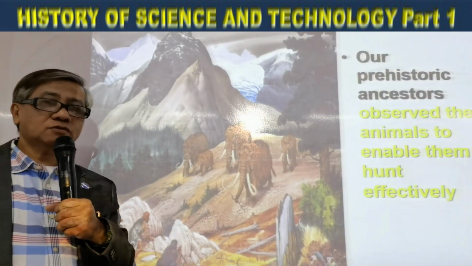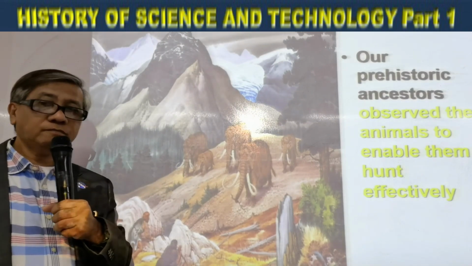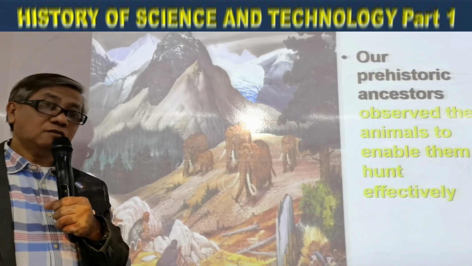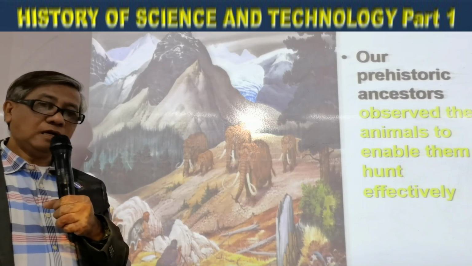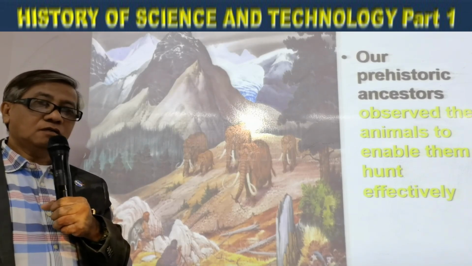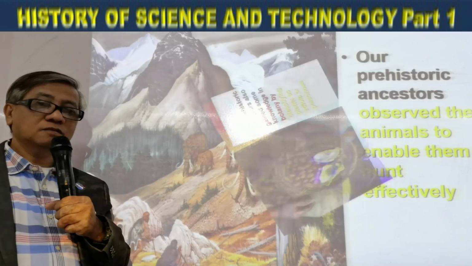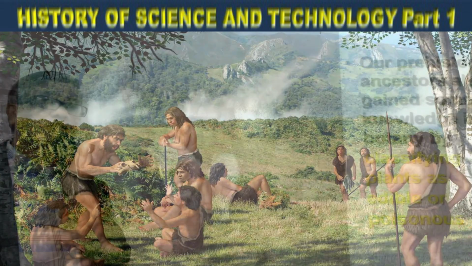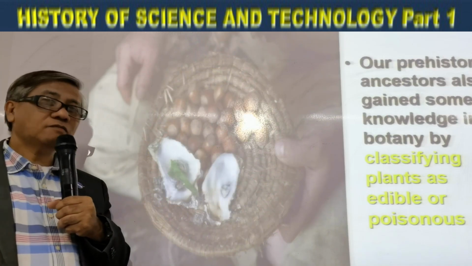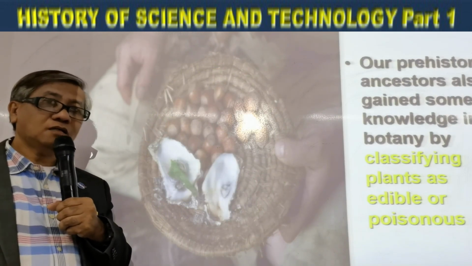Okay, so our prehistoric ancestors during the Paleolithic age observed the animals that they intended to hunt so that they can strategize and hunt the animal effectively. And they ate not only meat, but they also gathered plants. Our ancestors were able to gain some knowledge of botany by classifying plants as edible or poisonous. And they did that through trial and error.